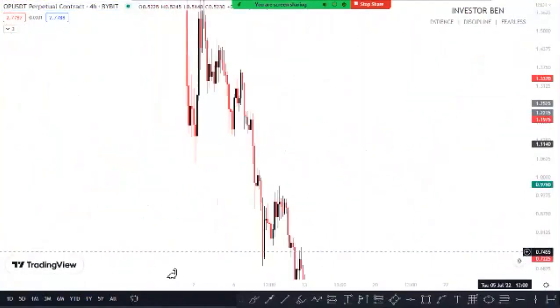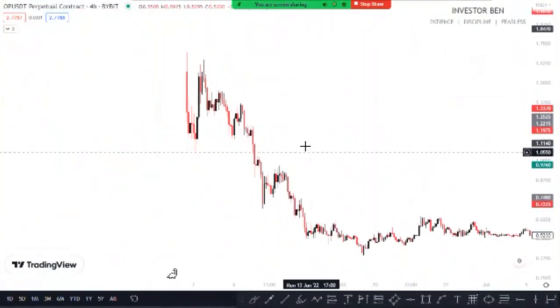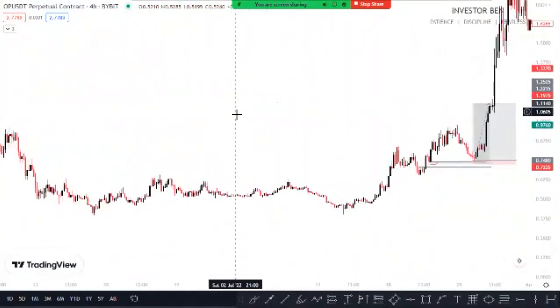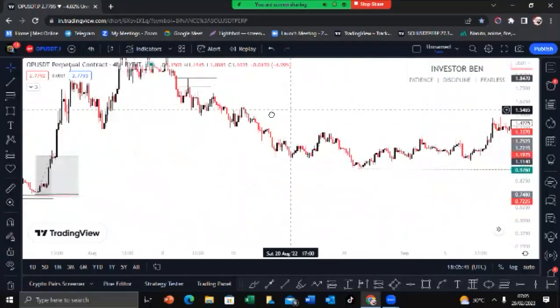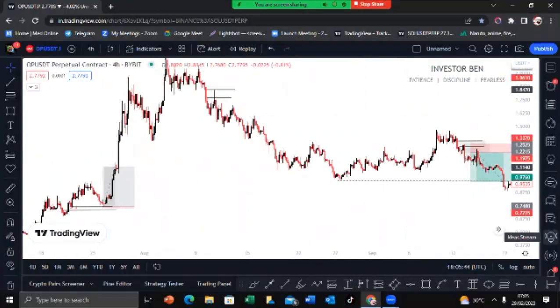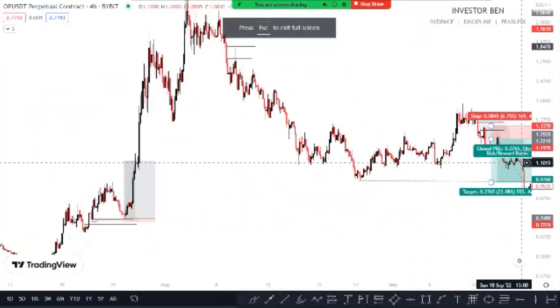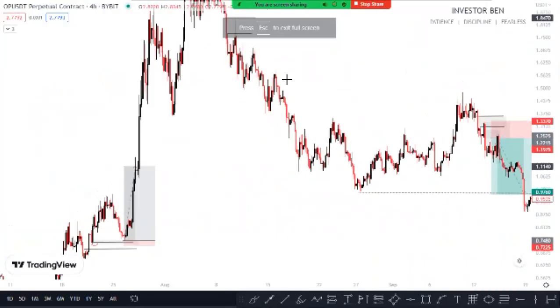Now let's continue. Okay, this chart is already finished. Let me check on Solana. We've done things here already. Okay, look at this one here. We didn't look at this. Look at this one here.